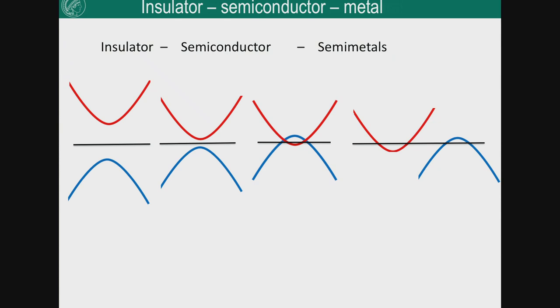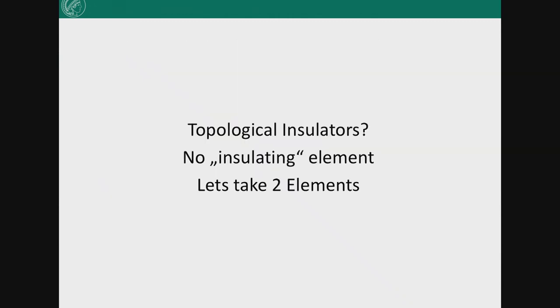Okay. Semi-metals can have a tiny overlap between the conduction band and the valence band. I will also talk about semi-metals. If we have semiconductors which have a direct band gap, where the conduction band minimum and the valence band maximum are at the same point, we have this kind of band structure. But they can also be at different points in the reciprocal space, and then we have this kind of band structure for an indirect semiconductor.